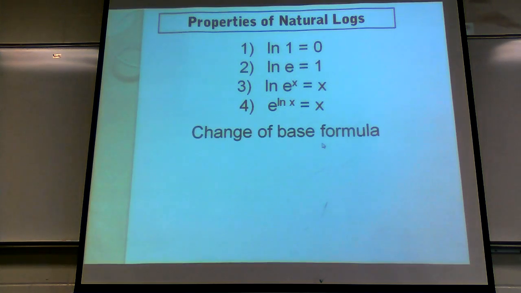All right, next thing. In case you forgot this, the change of base formula. This is what's used if you want to evaluate logs of bases other than 10 in the calculator. Well, other than 10 and, of course, E.